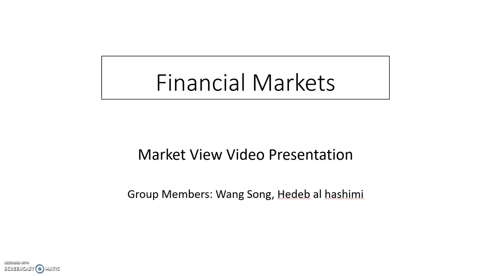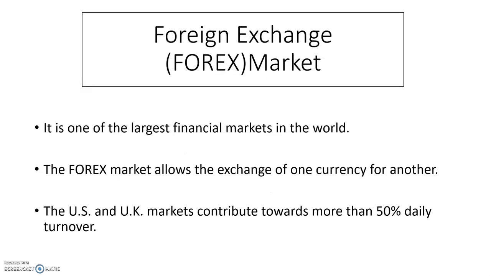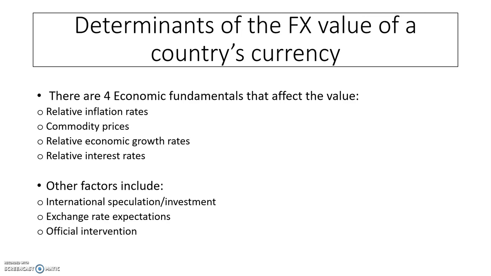Today we are analyzing the Australian dollar against the US dollar. Foreign exchange is one of the largest financial markets in the world. It allows us to change one currency into another. And there are four main indicators that determine the value of a currency: inflation rate, commodity price, economic growth rate, and interest rate.